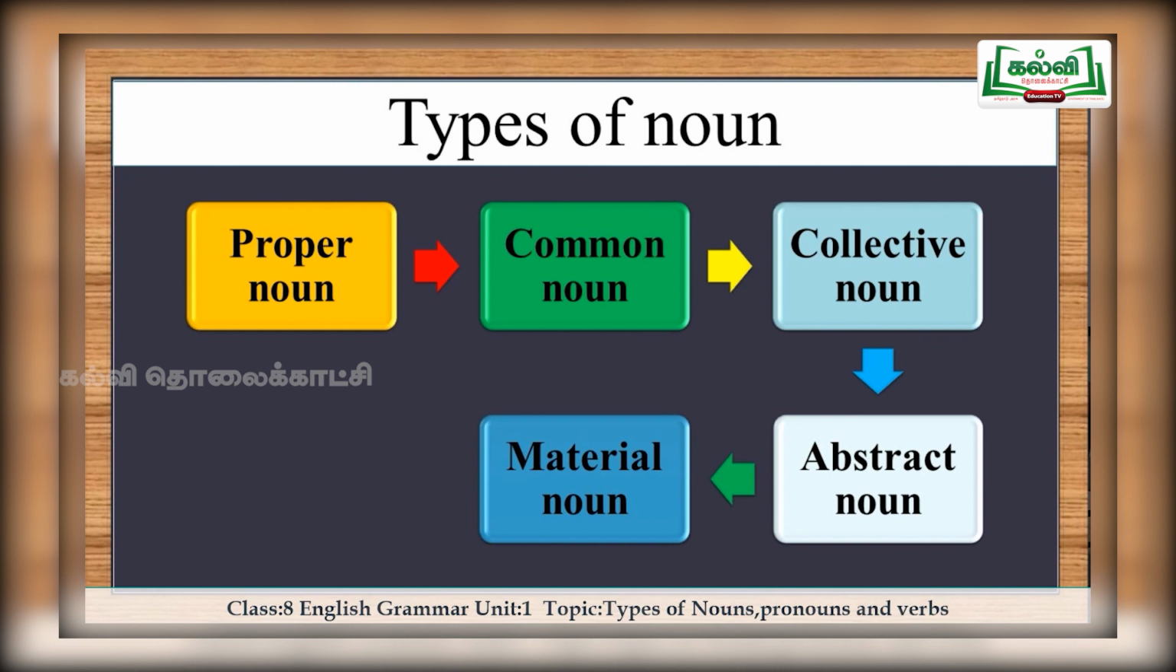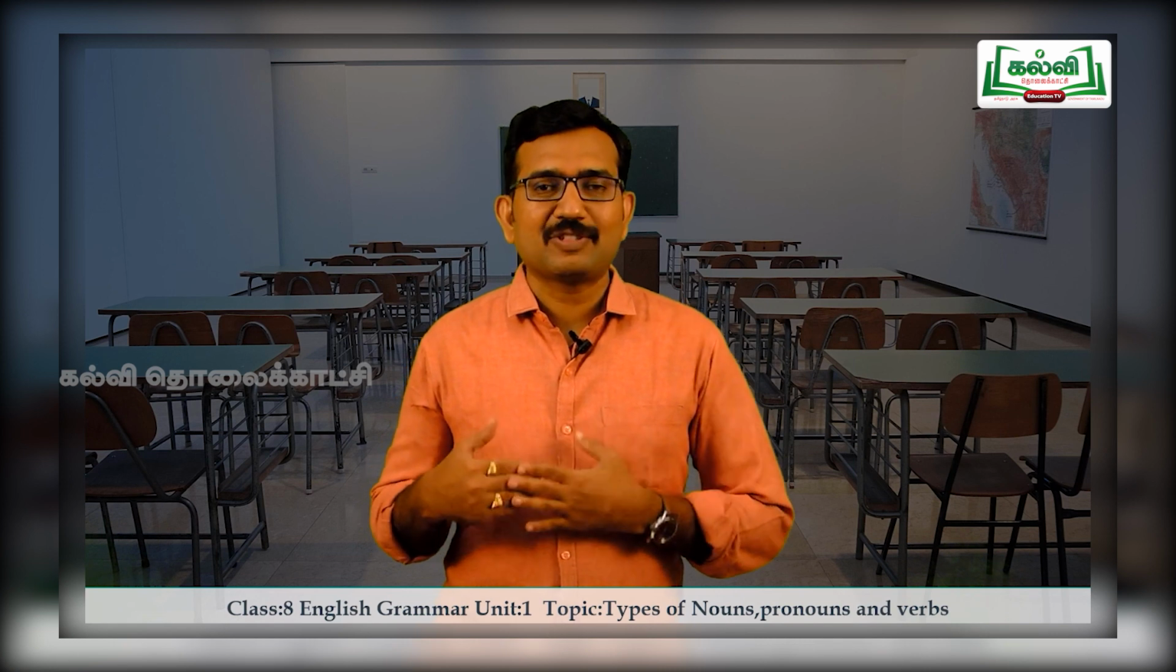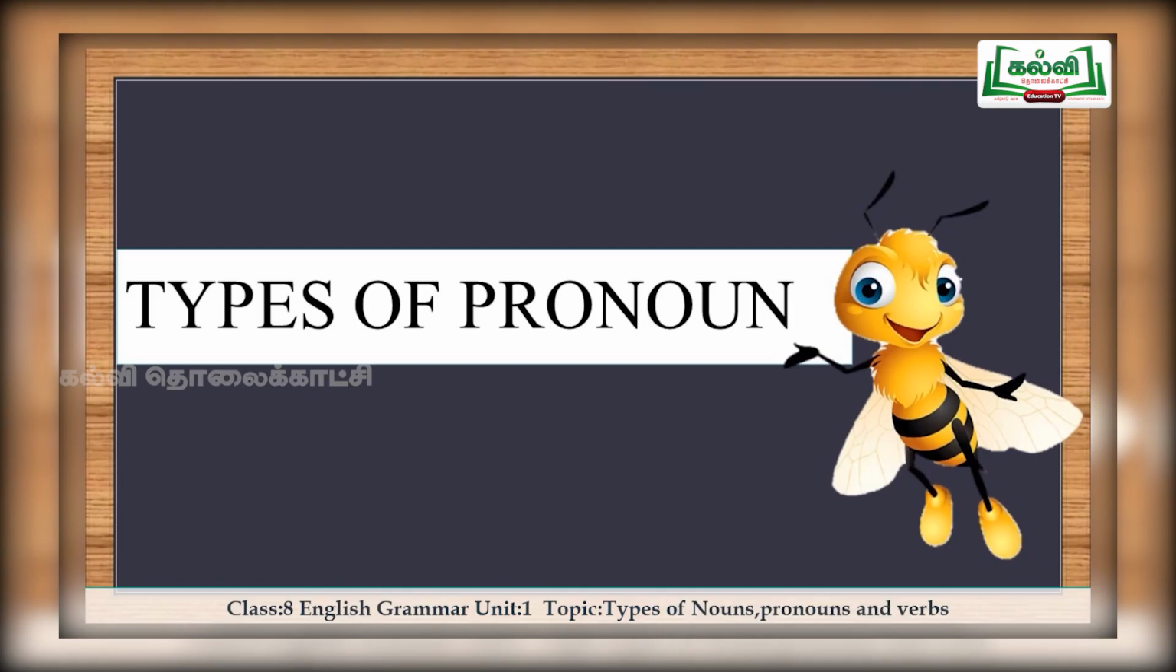So the fourth one is abstract noun, which is not about the concrete. It tells you some quality or a state. And the fifth one is material noun. It gives you the base of any product, or we can say it is the raw material of any product. So now let's move on to our next topic of today, which is types of pronouns.